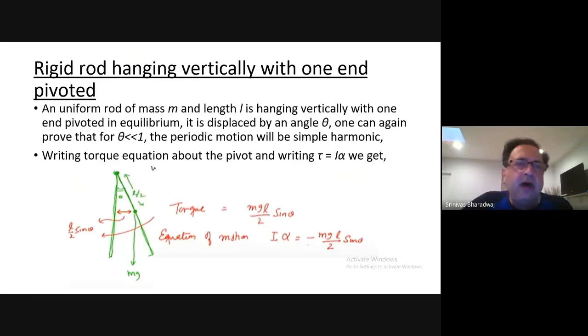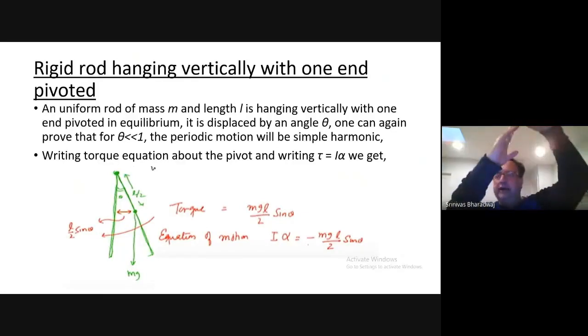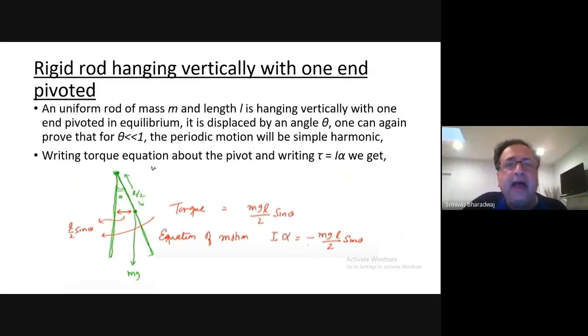Now when you have a rigid rod like that, you also have simple harmonic motion, but it is a torque equation. The torque equals I alpha. What is torque? It is R cross F. R is L by 2, and F is mg sine theta.